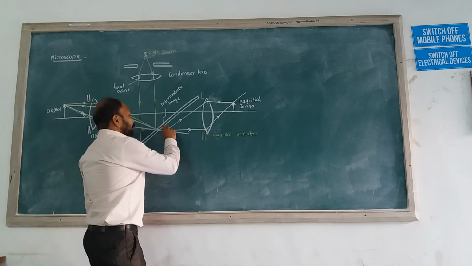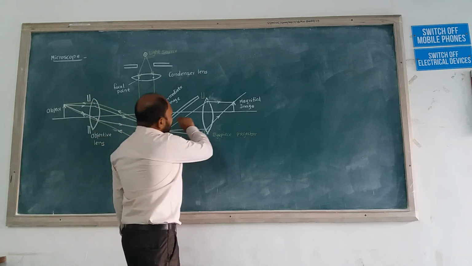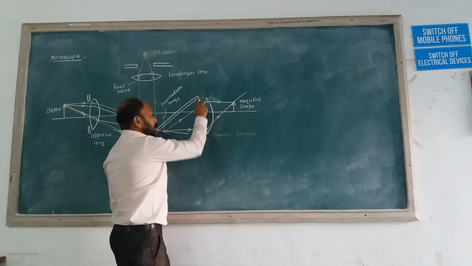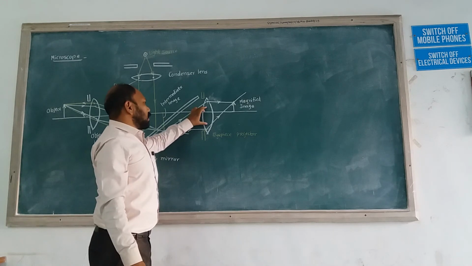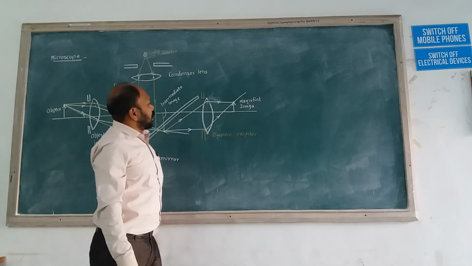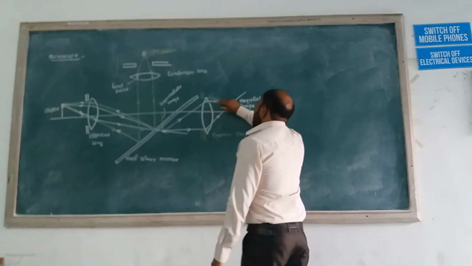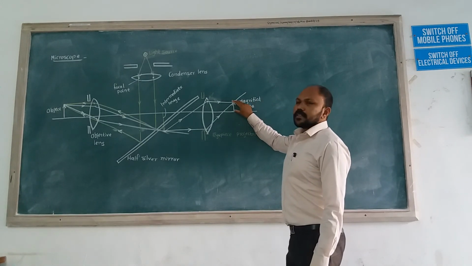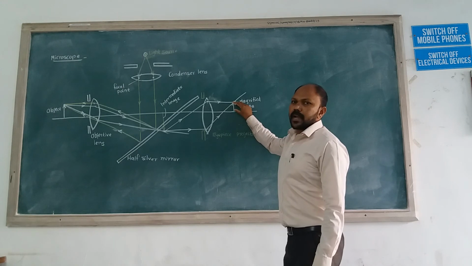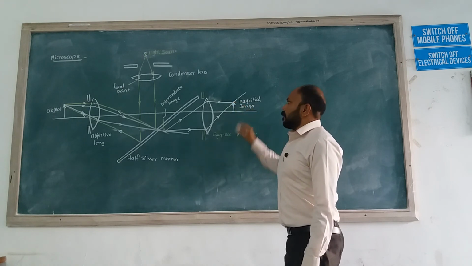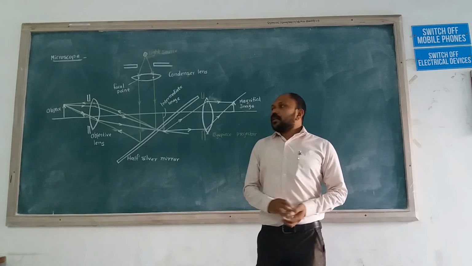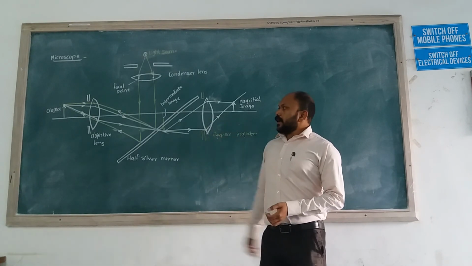After that, it goes in this direction, again goes through this aperture and passes through this eyepiece projector. After passing through the eyepiece projector, it comes here, and this is the final view, that is, the magnified image. We are getting the magnified image here. So this is actually how it works.